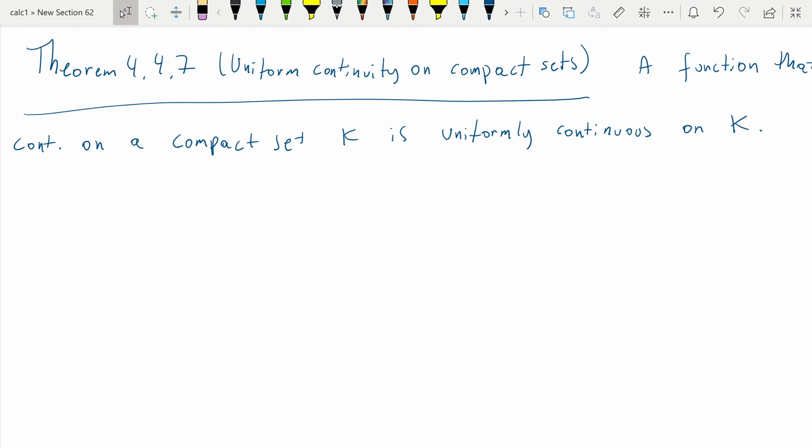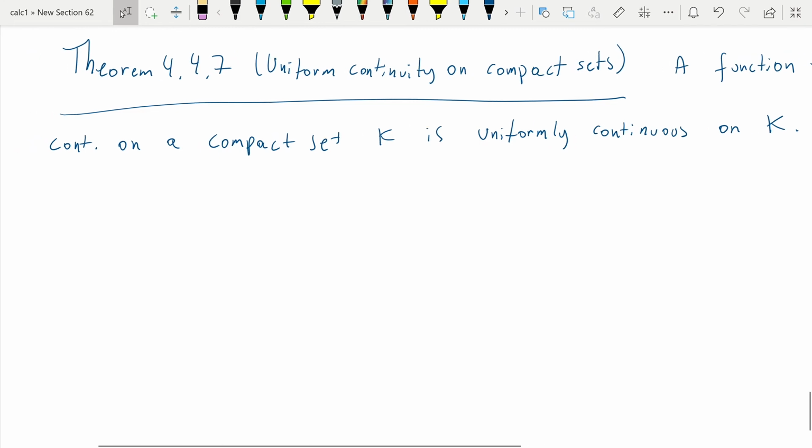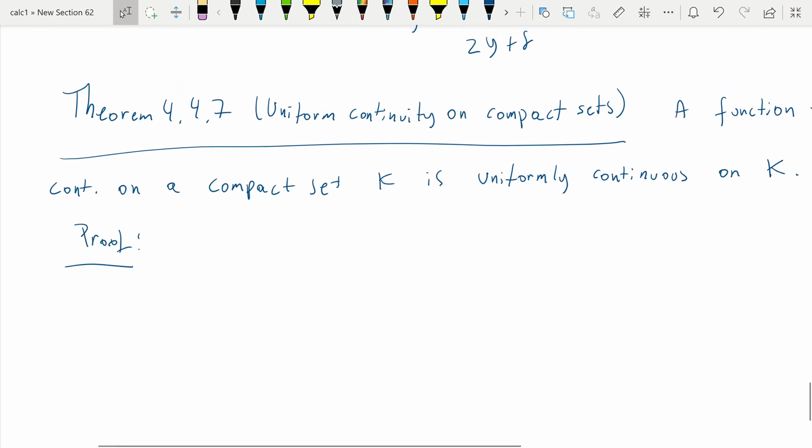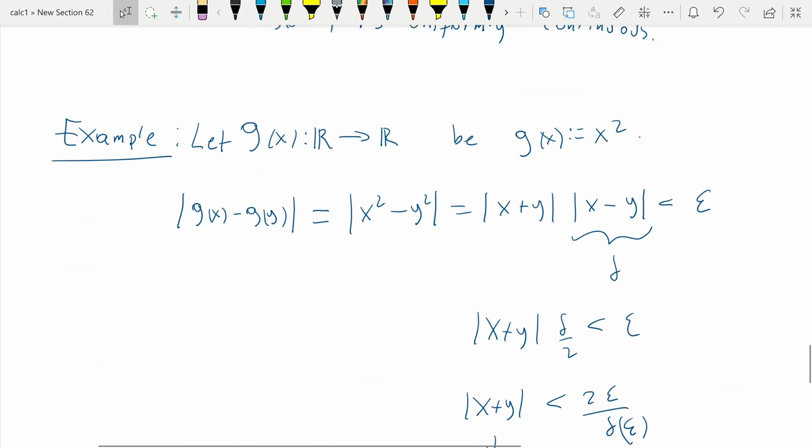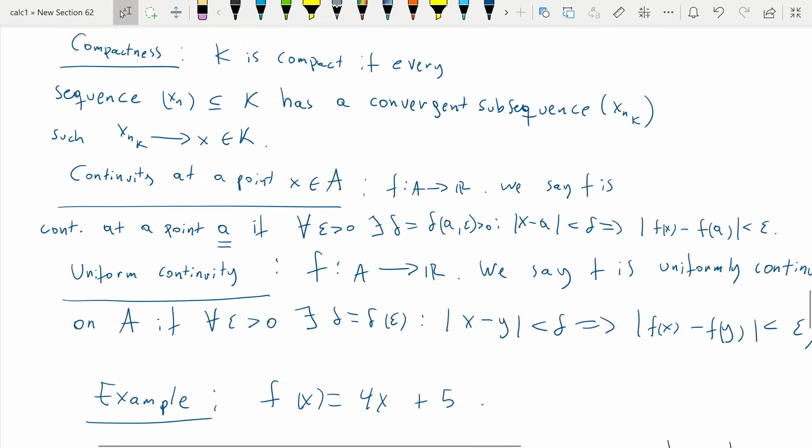And so for the proof, how do we prove this fact? Well, it always goes back to the definition.